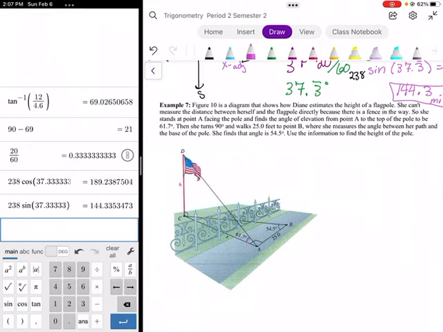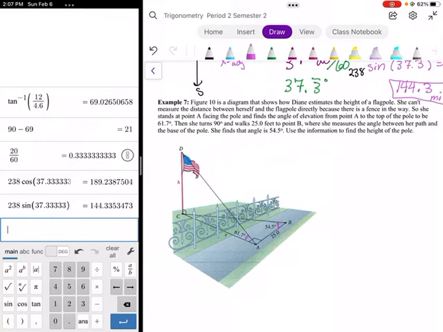Then she turns 90 degrees and walks 25 feet to point B, where she measures the angle between her path and the base of the pole. She finds the angle to be 54.5. So this is on the ground. It's not going up to the top of the pole like the first angle is. It's an angle formed on the ground. They want us to use this information to find the height of the pole.